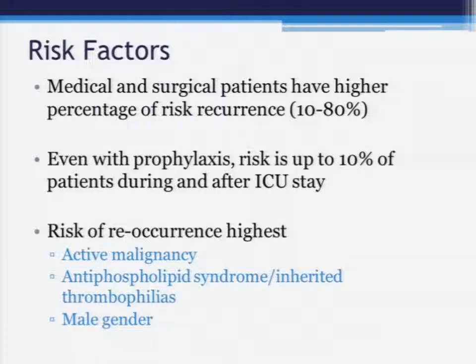I work in a pulmonary critical care department now, and we are very, very hesitant to take patients off of pharmacologic prophylaxis for VTE because the risk is so high. The risk of recurrence is highest in patients who have an active malignancy, in patients who have antiphospholipid antibody syndrome or any of the inherited thrombophilias, and men are also at increased risk.